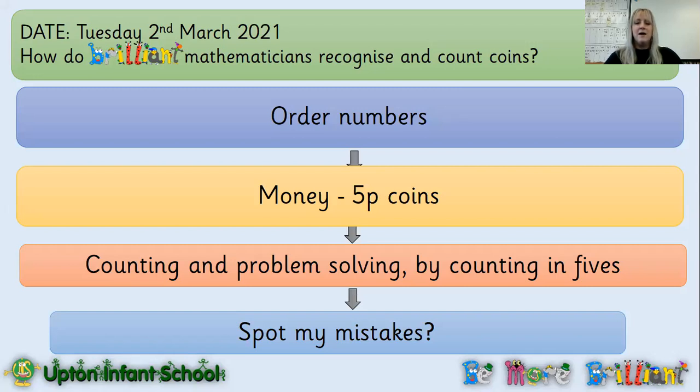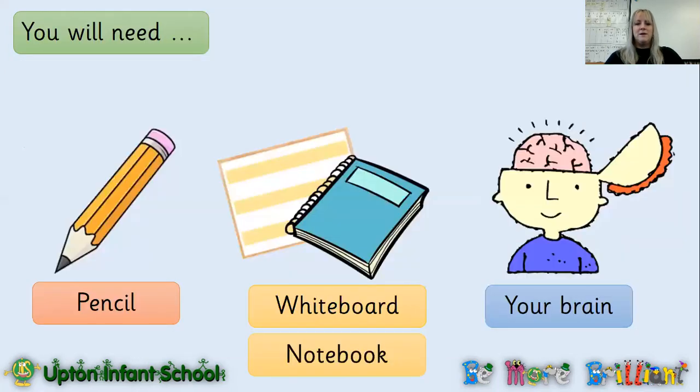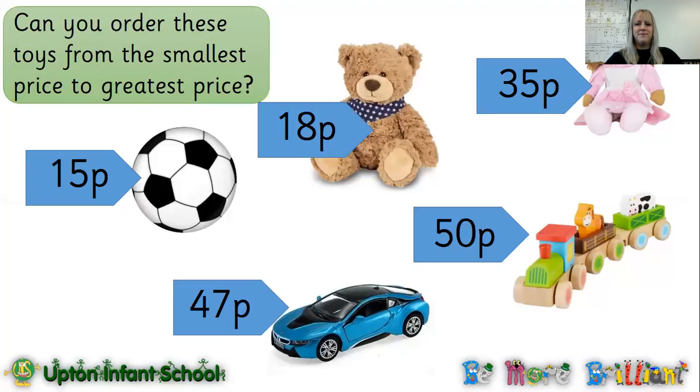So we're going to start by ordering some numbers. Then we're going to have a look at our 5p coins. And then I'm going to ask you to have a go at counting and problem solving by counting in 5. And then I want you to try and spot my mistakes for me at the end of the lesson. Okay, here we go. So today you're going to need a pencil, a whiteboard or your notebook, and of course that brilliant brain of yours.